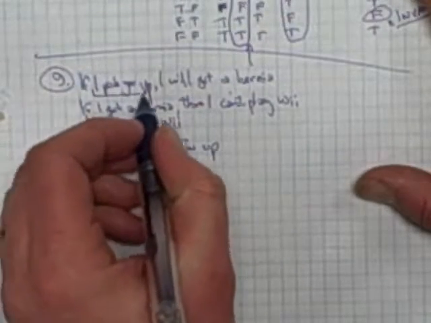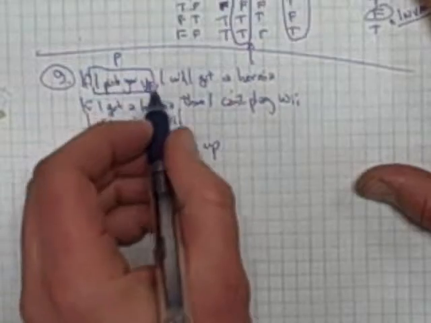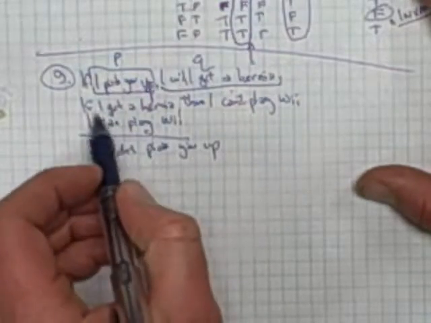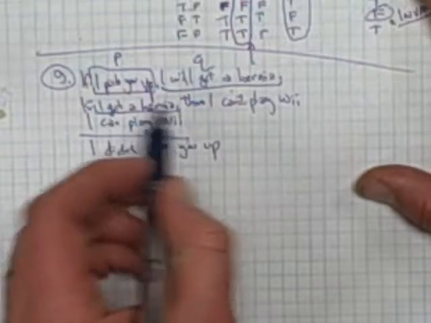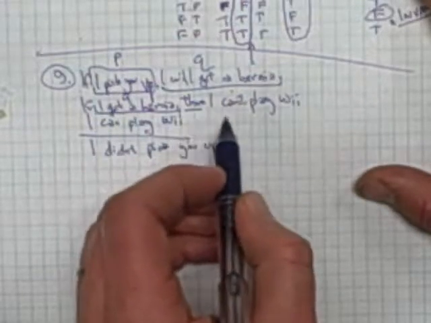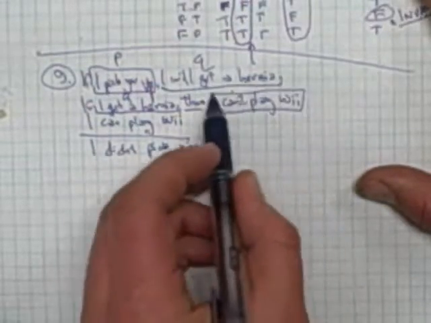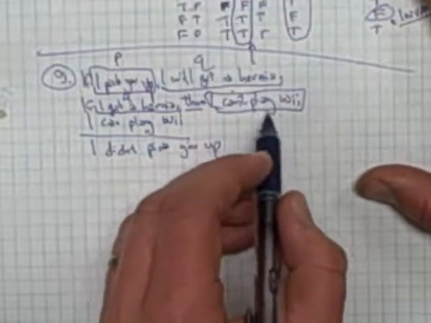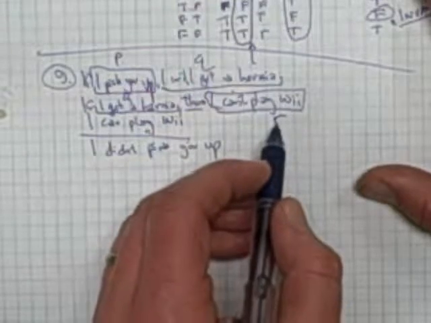If I pick you up, I'll call that P. Then, implied, I will get a hernia, I'll call that Q. If I get a hernia, I've already called that Q, then I can't play Wii. I could go two ways with this. I could call this R or I could call this not R. I'll just call it R. I can't play Wii is the statement R.